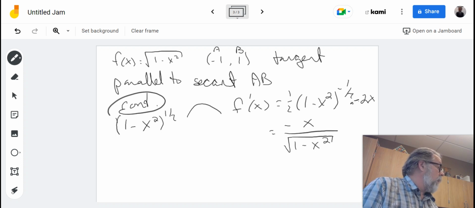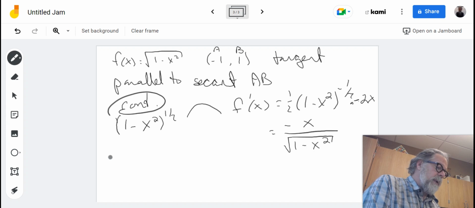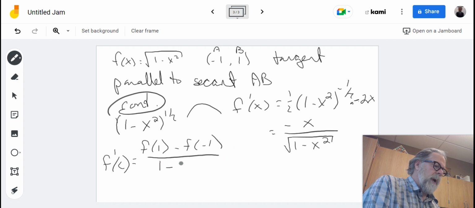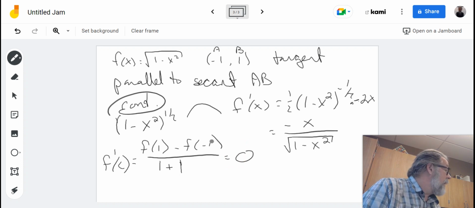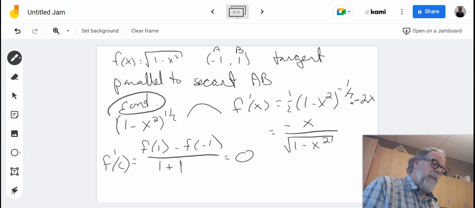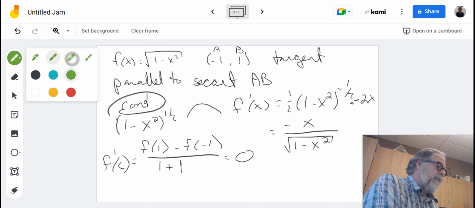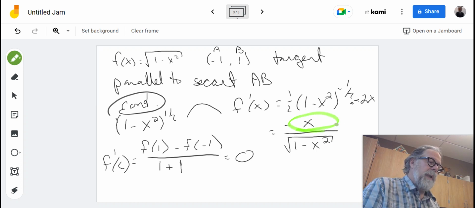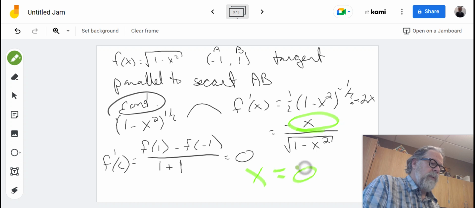And so we can find that f prime of c is equal to f of 1 minus f of negative 1 divided by 1 minus negative 1. f of 1 is 0, and excuse me, f of negative 1 is also 0. So we discover that this needs a slope of 0, and the only place, going back to our other formula, where that would be equal to 0 is when x is equal to 0.